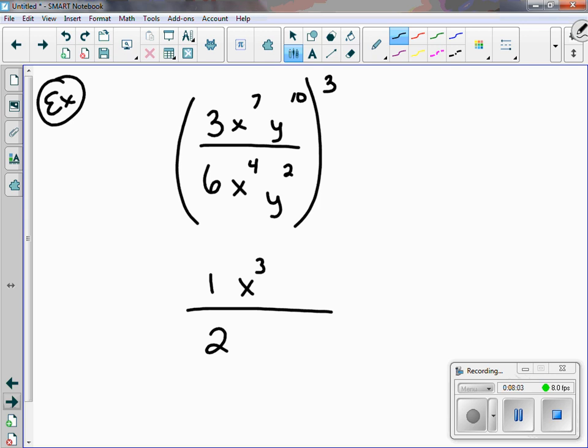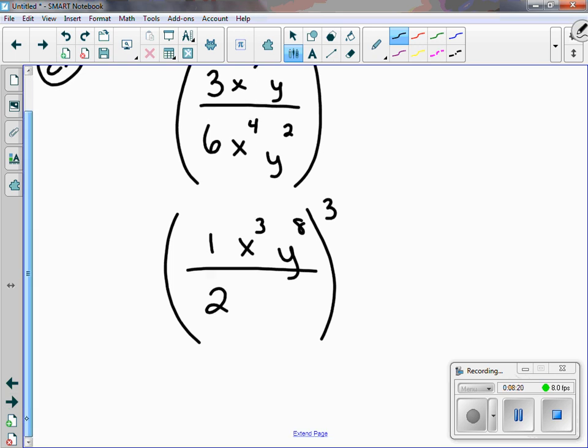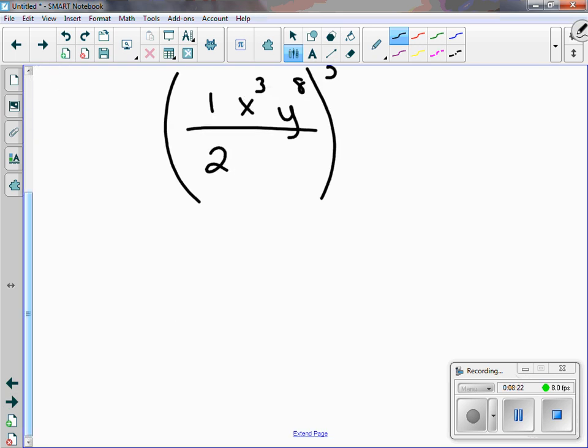Same thing with the y's. I know y has to be in the top because that 10 is larger. And that would give me an 8. So right now the only thing in my denominator is that 2, but that's no big deal. That 3 is still out there, so now I'm going to actually apply that 3. And remember, it goes to everything.